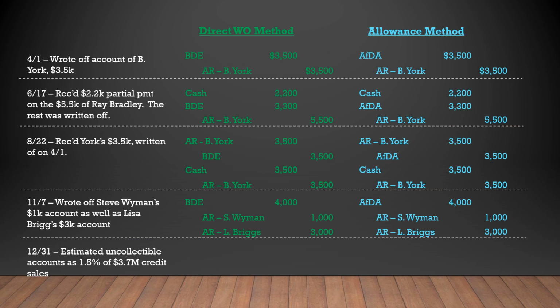Finally, on December 31st, we estimate that 1.5% of the year's $3.7 million in credit sales will be uncollectible. Under the direct write-off method, we don't do anything. The bad debt expense gets recorded as we remove the delinquent AR amounts. Under the allowance method, debit bad debt expense and credit AFDA for $55,500.